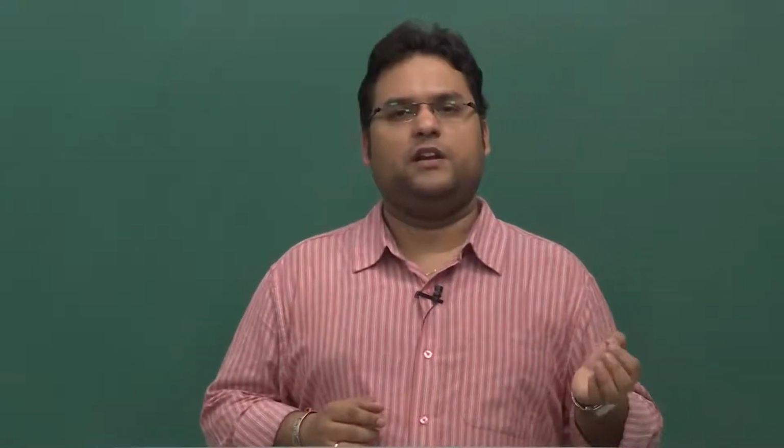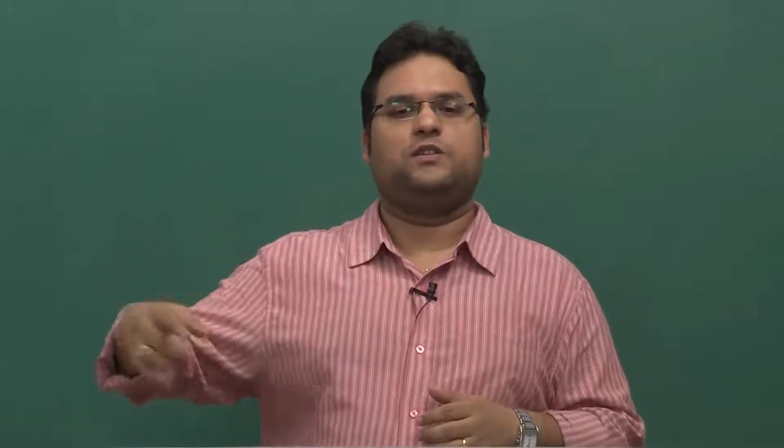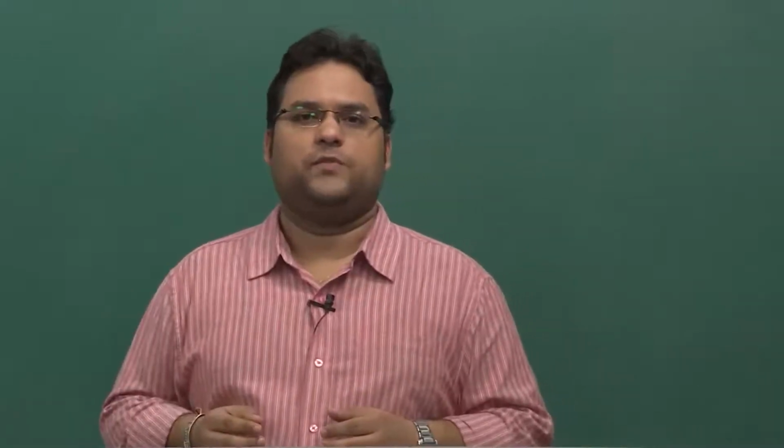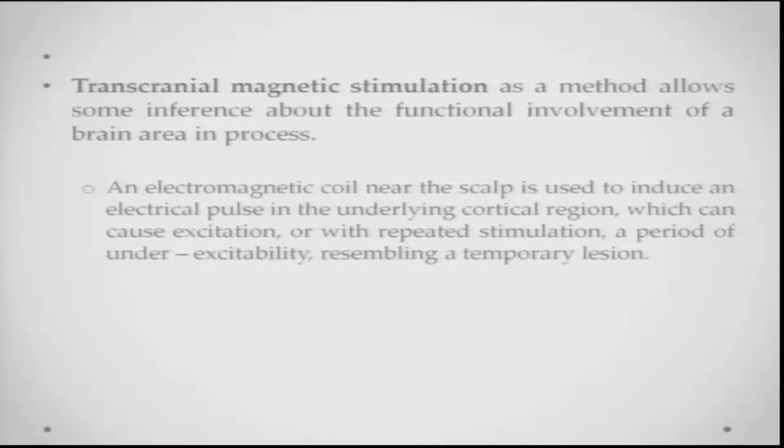Now transcranial magnetic stimulation, TMS, is also one of these methods that allows some inference of the functional involvement of the brain areas. So what happens here is there is an electromagnetic coil that is placed on the scalp to induce an electrical pulse in the underlying cortical region. So it is basically a coil and you place it on the head and it induces a magnetic field in the cortical region. Now what this does is it leads to either excitation or inhibition of that particular cortical area, and can be used to test the excitability or the involvement of that area in any given task, which we will give to the participant after that.